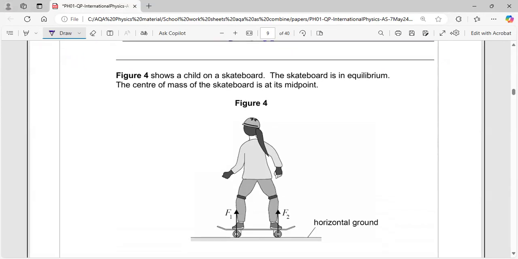Okay. Figure shows a child on a skateboard. The skateboard is in equilibrium. Remember, this is the key word, so you have to underline that. This is the keyword. So do underline the keyword.